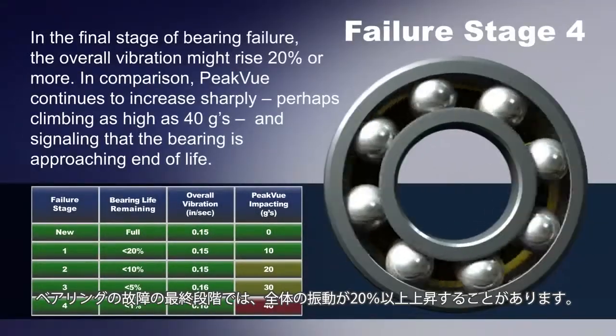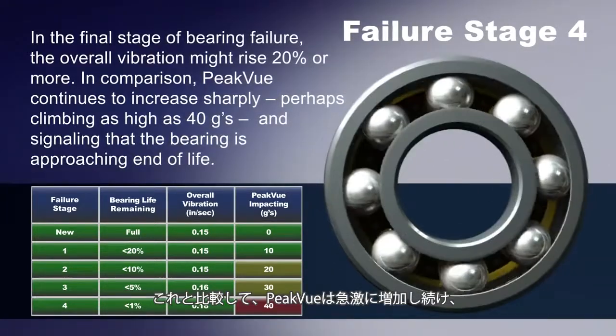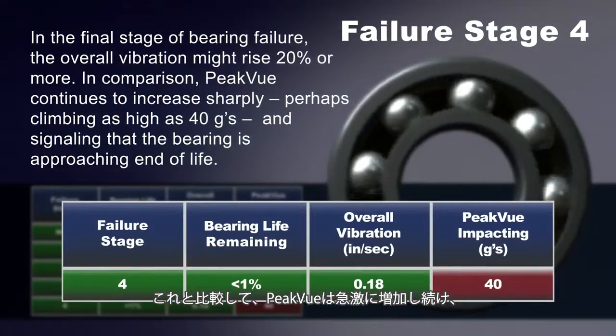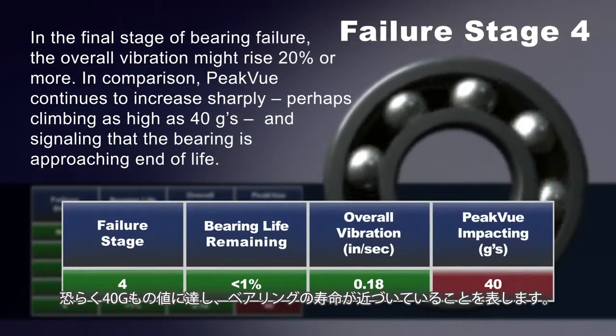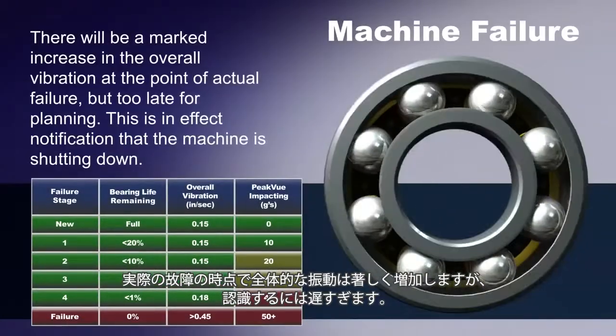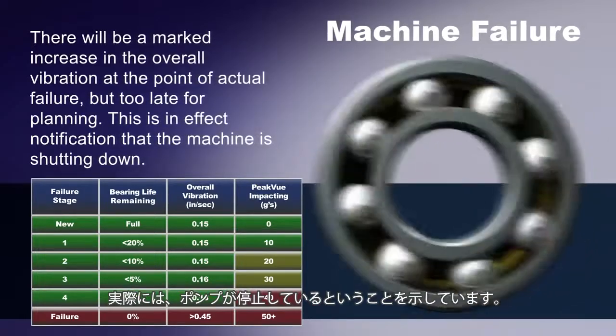In the final stage of bearing failure, the overall vibration might rise 20% or more. In comparison, PeakVue continues to increase sharply, perhaps climbing as high as 40 Gs, and signaling that the bearing is approaching end of life. There will be a marked increase in the overall vibration at the point of actual failure, but too late for planning.